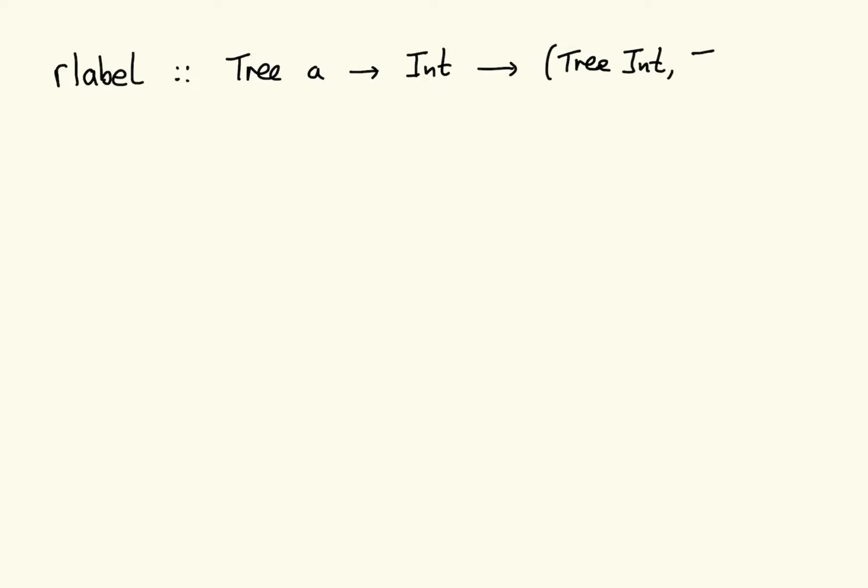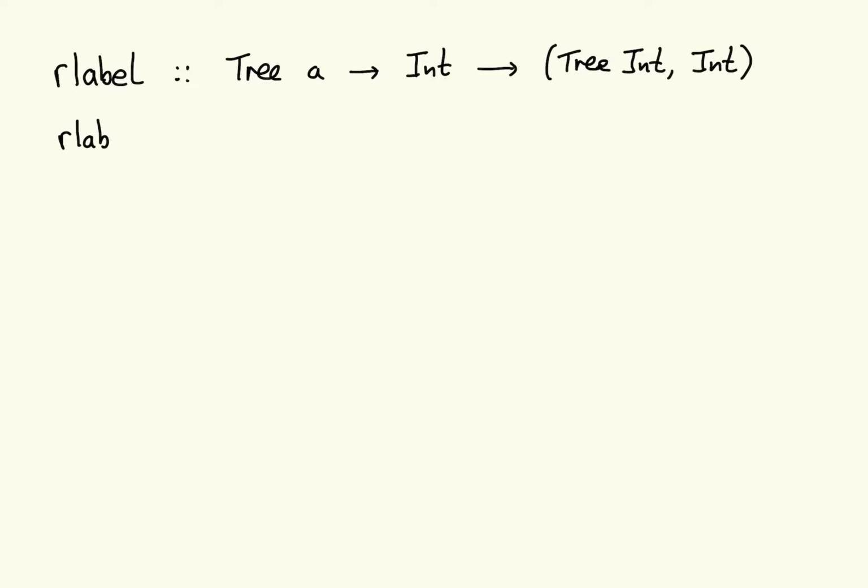So I'm going to call the helper function rlabel because it's going to relabel a tree. And as we've just seen, it takes a tree of A's and the first fresh integer, and it's going to give back a labeled tree, so a tree of integers, and then it's going to give back the next fresh integer, which someone else could use. So in the usual way, we're going to write this with a skeleton first of all.